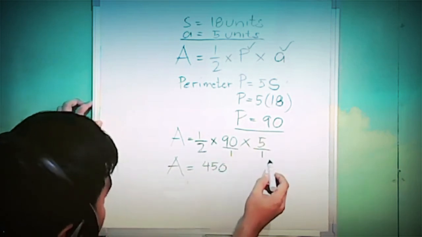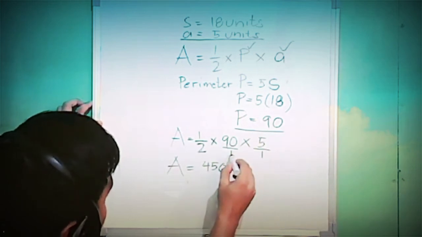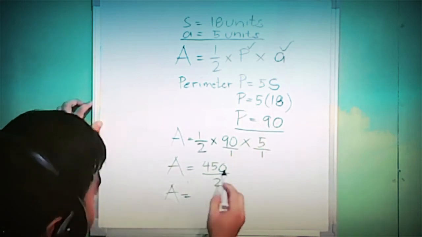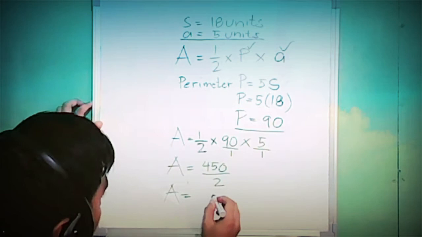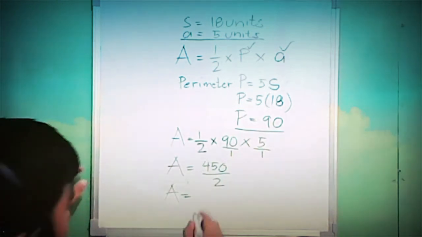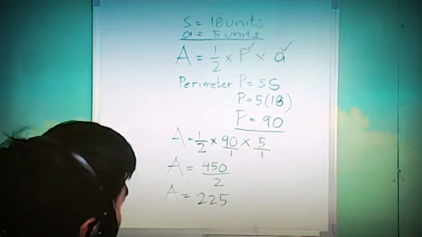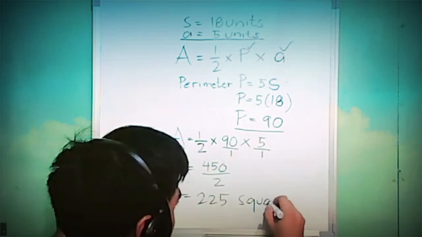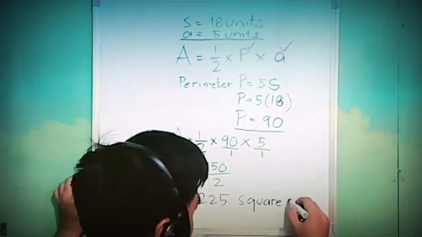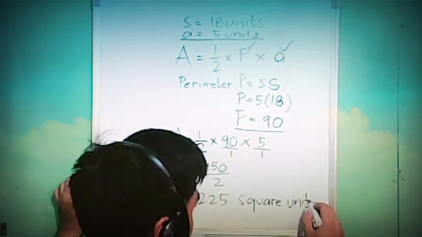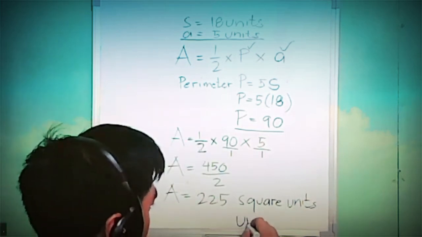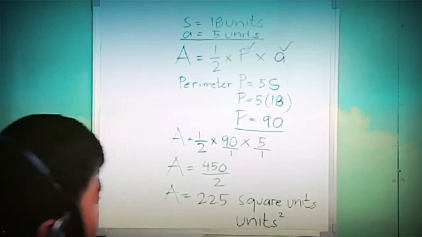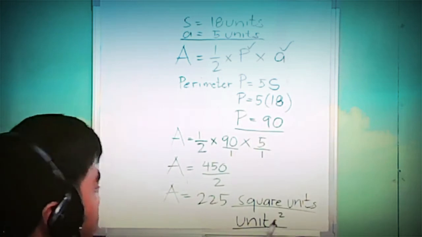And we multiply the denominators: 1 times 1 equals 1, times 2 equals 2. Then we divide: 450 divided by 2 equals 225. Don't forget to write the unit. You can write square units, because it is an area, or units squared. It's the same. Square units and units squared are the same.